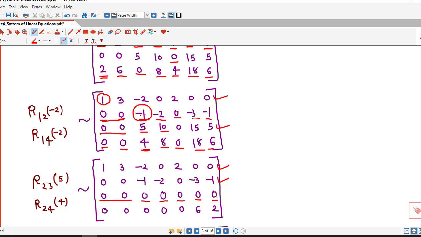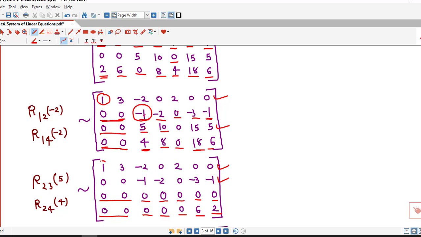Similarly, we multiply the second row by 4 and add it to the fourth row. So these two are 0, the first two entries 0. Then -1 into 4, which is -4 plus 4, so we have 0. -2 into 4, which is -8 plus 8, so 0. 0 into 4, which is 0 plus 0. -3 into 4, which is -12 plus 18, so 16. -1 into 4, which is -4 plus 6, which is 2.